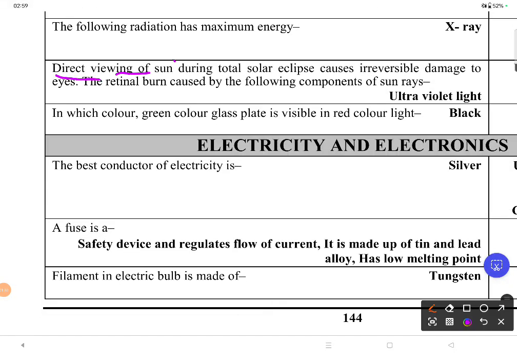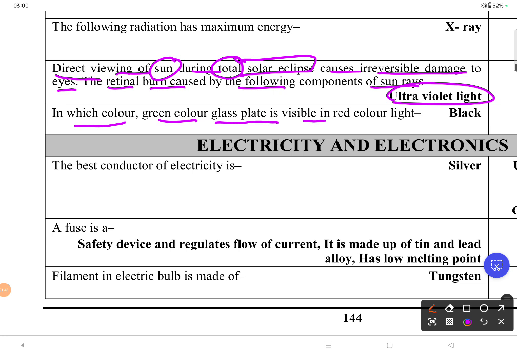The direct viewing of the sun during a total solar eclipse causes irreversible damage to the eyes. The retinal burn is caused by the following components of sun rays: ultraviolet light, in which a green color glass plate is visible in red color light, black.